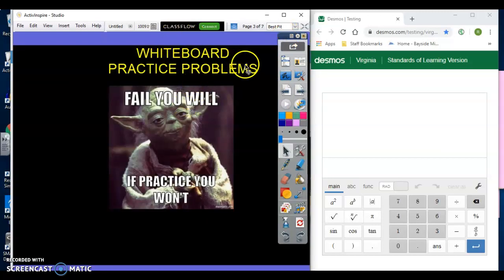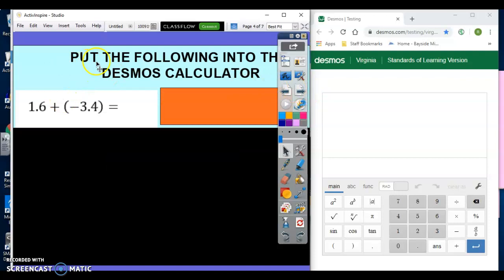So the whiteboard practice problems. I'm going to go over some of these with you just so you remember how to use this Desmos calculator. So this first one says, put the following into the Desmos calculator. So just be careful when you're typing stuff. Make sure that you're not making any mistakes.